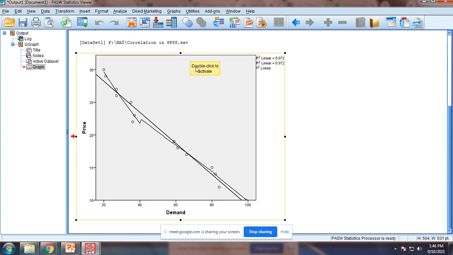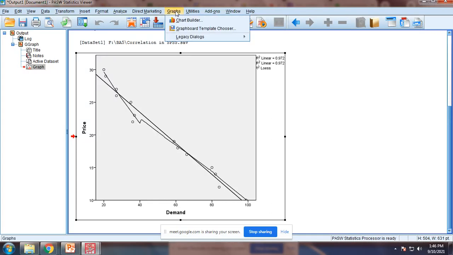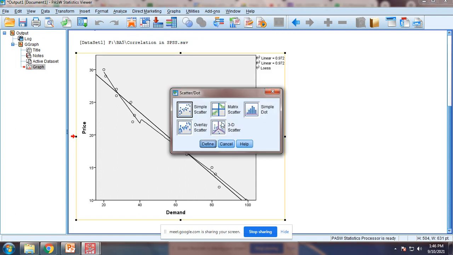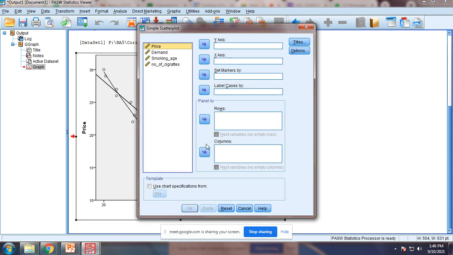After this, you can perform your correlation. Okay. Now there is another method also. You can do your graphs, which is graphs, legacy dialogues, and straight away you find scatter dot. Okay. Either you go to chart builder or you can go to legacy dialogues and scatter dot. The same thing again. Simple scatter, define.